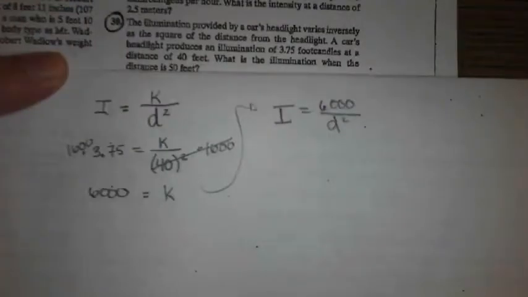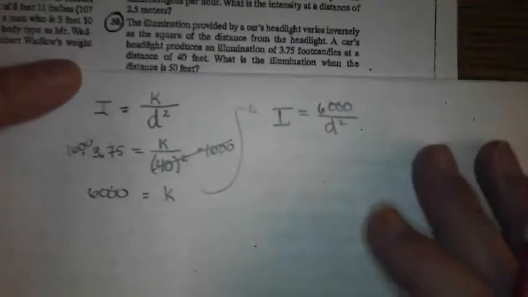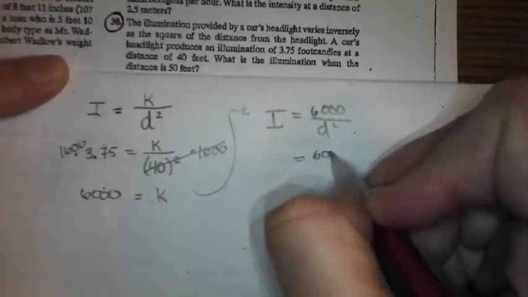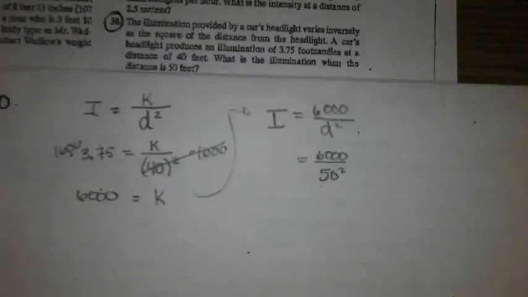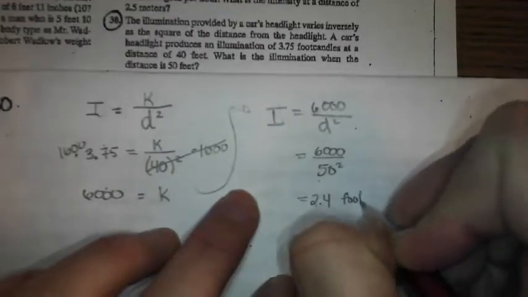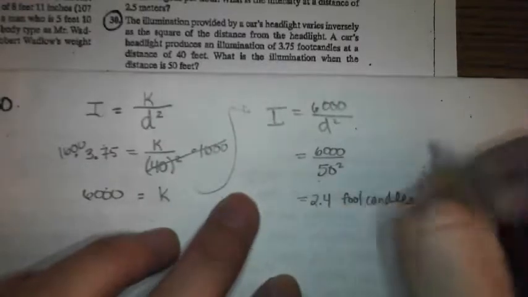So now using that k, I'm going to go up to my equation. I equals 6,000 over d squared. And I'm going to answer the question, what is the illumination? So we're looking for I when the distance is 50 feet. So 6,000 divided by 50 squared is 2.4. And the unit, as we read, was foot candles.